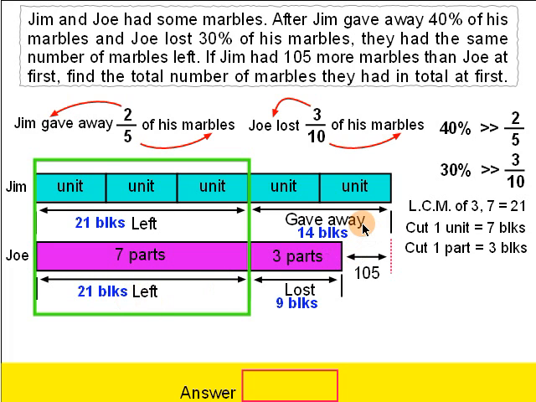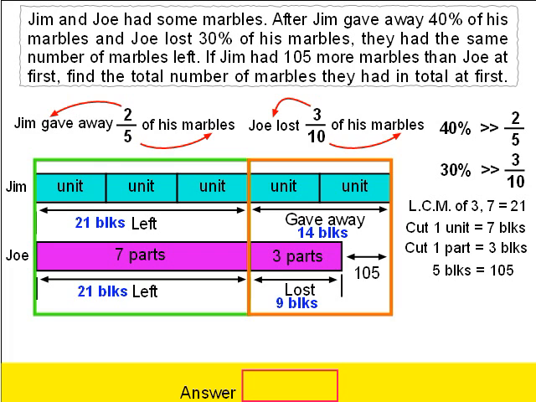Then for the giveaway, 2 units for Jim, 1 unit is 7, so 2 units is 14. Whereas for Joe, he lost 3 parts. 1 part is equal to 3, and therefore 3 parts is 9 blocks. Instead of cutting the model, we calculate and put it down into blocks. After that, compare this part of the model. On top we have 14 blocks, below we have 9 blocks plus 105. That means the difference is 5 blocks, which is equal to 105 marbles.